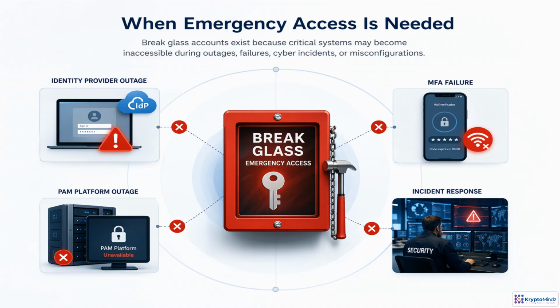Normal administration can fail in several ways. The identity provider or SSO may be down, preventing admins from signing in. MFA may be unavailable, blocking even valid privileged users. The PAM vault or session broker may fail, making credentials unreachable. During an active incident, responders may also need direct access immediately. Break glass accounts exist for these rare, high-impact moments.